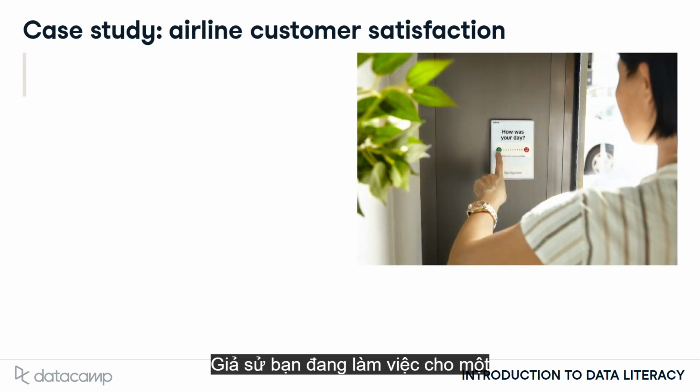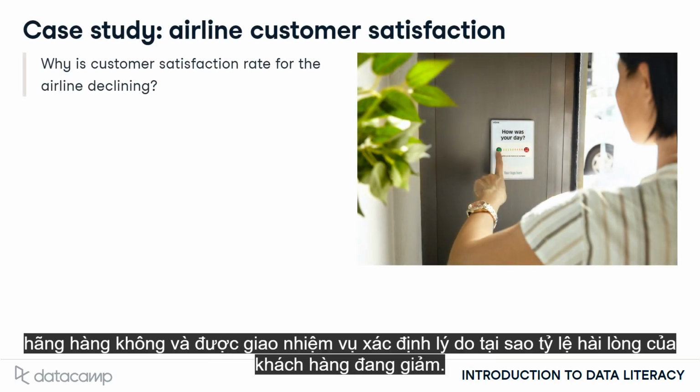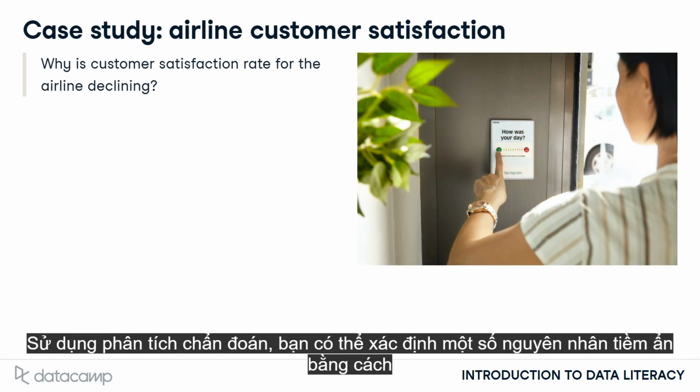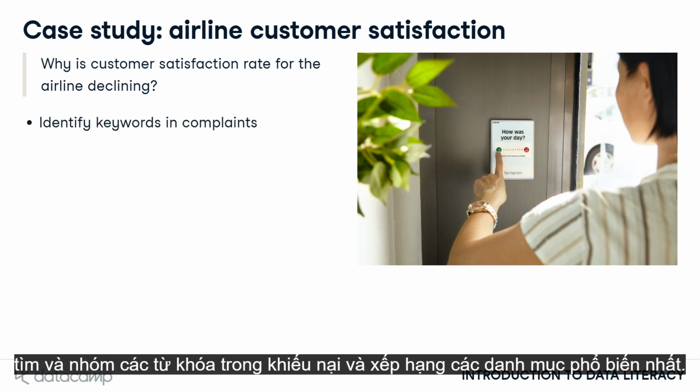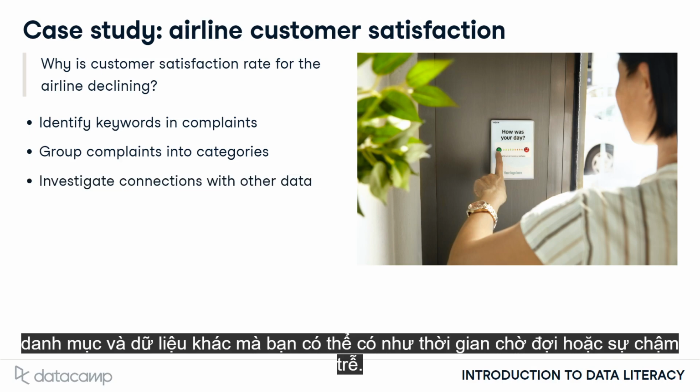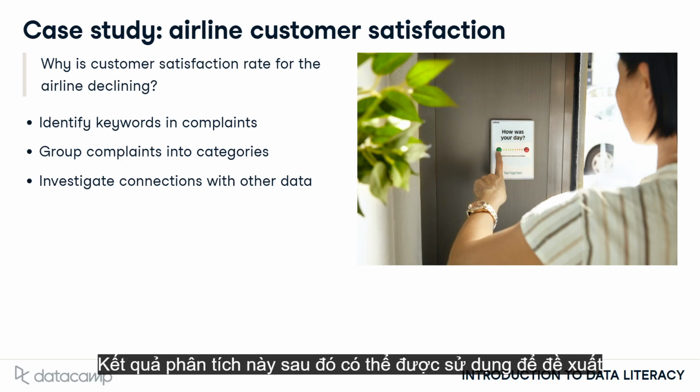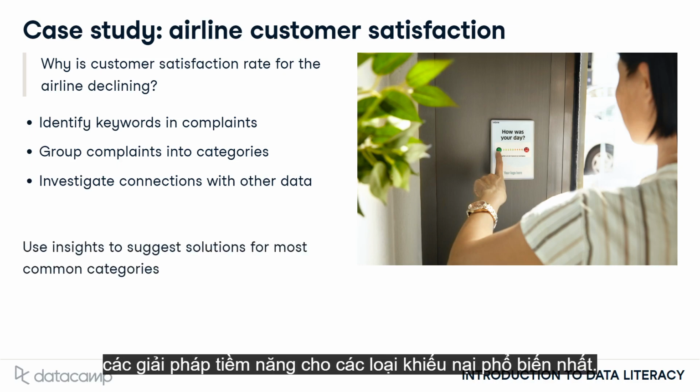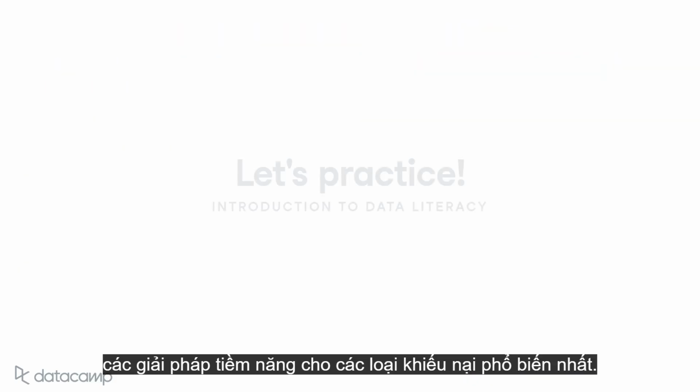Suppose you're working for an airline and are tasked with determining why the customer satisfaction rate is declining. Using diagnostic analytics, you could identify some potential causes by finding and grouping keywords in complaints and ranking the most common categories. You could also investigate connections between the complaint categories and other data you might have, like waiting times or delays. This is typically based on domain knowledge. The results of this analysis can then be used to suggest potential solutions for the most common categories of complaints.